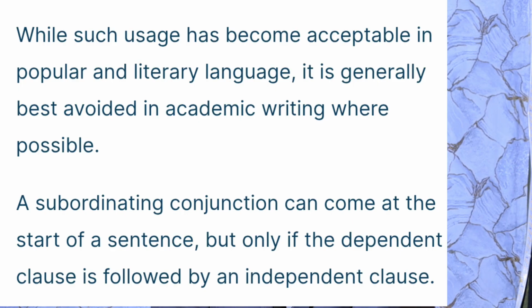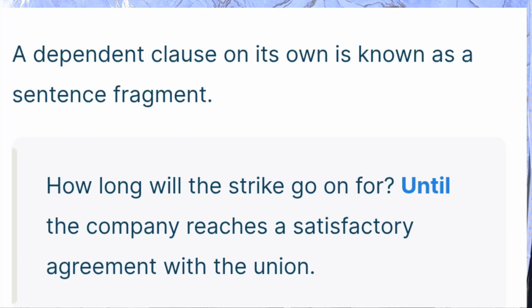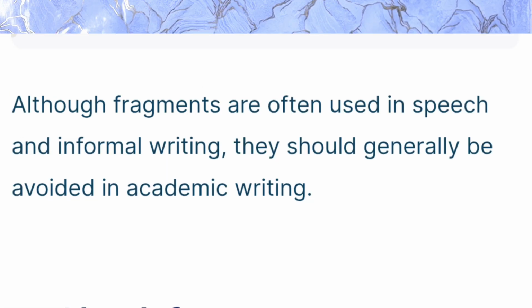by an independent clause. Here, if I said, "Until the company reaches a satisfactory agreement with the union, the workers will remain on strike." A dependent clause on its own is known as a sentence fragment. How long will this strike go on for? This question will be answered by saying, "Until the company reaches a satisfactory agreement with the union." Although fragments are often used in speech and informal writing, they should generally be avoided in academic writing.